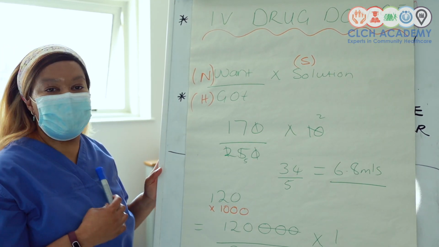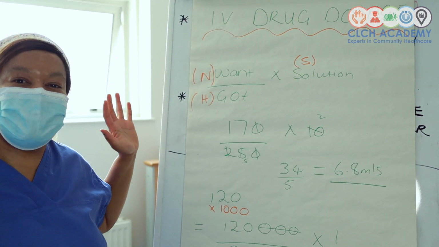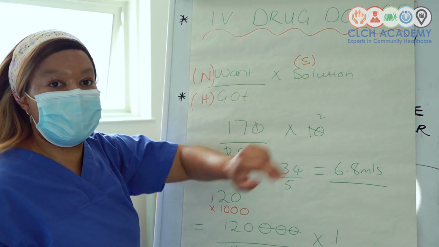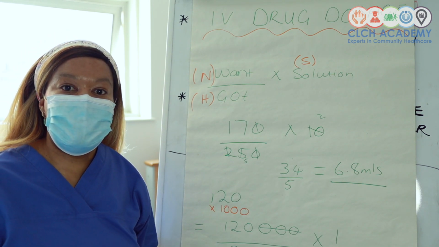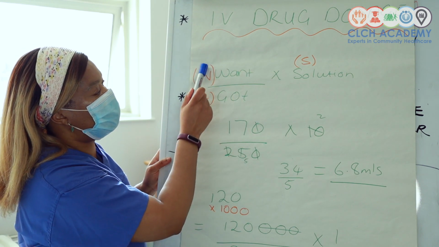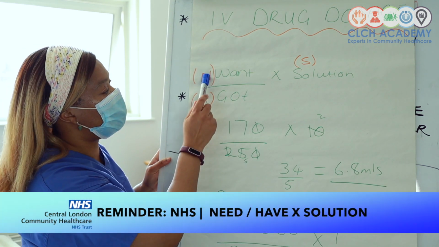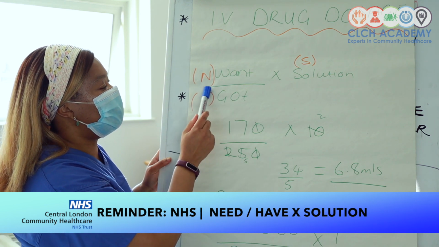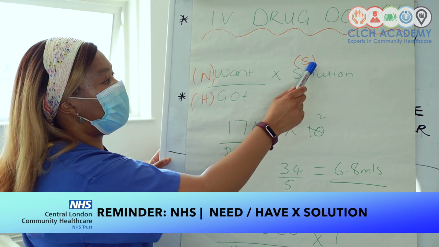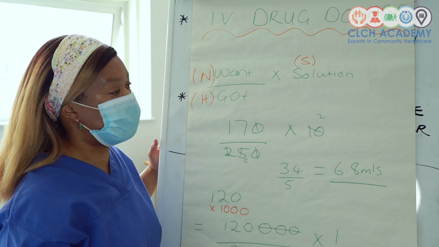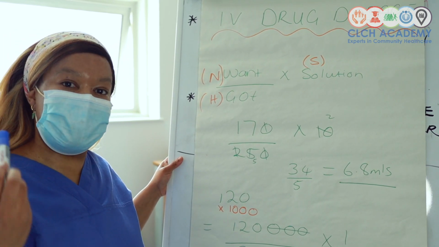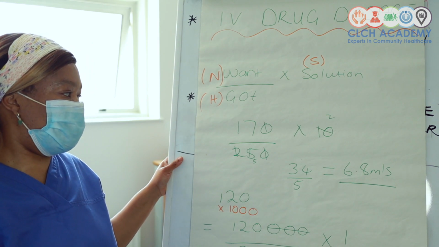We're looking at IV drug dosages. With IV drug dosages, our focus is usually what I want over what I've got times whatever solution it comes in. Now, if you're familiar with the acronym NHS, what I want, or my prescribed dose, is usually represented by the N, so needed, required, or prescribed dose, and then the H representing whatever I have in stock, what I've got, and S representing the solution that it comes in. So that's an easy mnemonic for remembering what I want over what I've got times the solution it comes in, if you find that complicated.